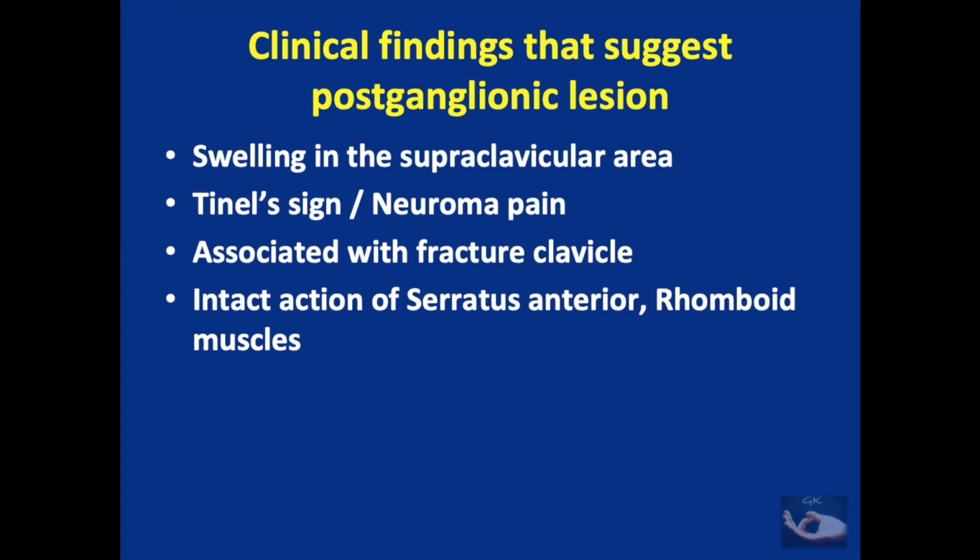Similarly, clinical findings suggesting postganglionic lesion are swelling in the supraclavicular area, tinel's sign or neuroma pain, association with fracture clavicle, and intact action of serratus anterior and rhomboid muscles. A clinical examination will give a fair enough diagnosis. It has to be followed up with prudent investigations for the complete evaluation of the brachial plexus injury.